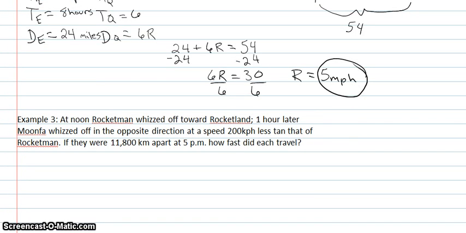Alright, our last example, example 3, says, at noon, Rocket Man whizzed off towards Rocket Land. 1 hour later, Moonfa whizzed off in the opposite direction at a speed of 200 kilometers per hour, less than, that should be then, that of Rocket Man. If they were 11,800 kilometers apart at 5 p.m., how fast did each travel?